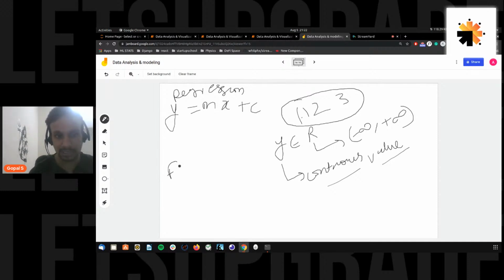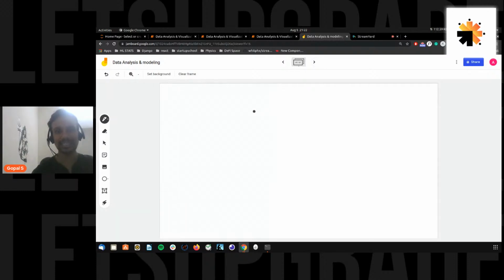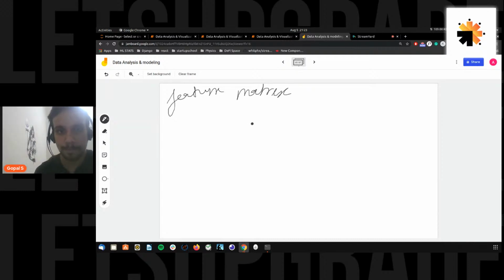So how can I represent this? I can say x also like this. This is your simple linear regression. How exactly does it work? It takes a single feature, and for that, let's understand the feature matrix, because if you don't understand this, it is not going to work. So the feature matrix is like this.